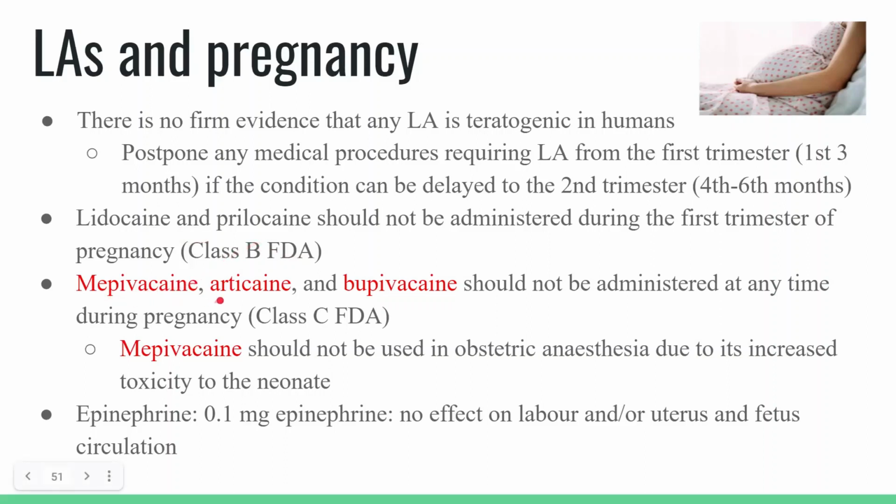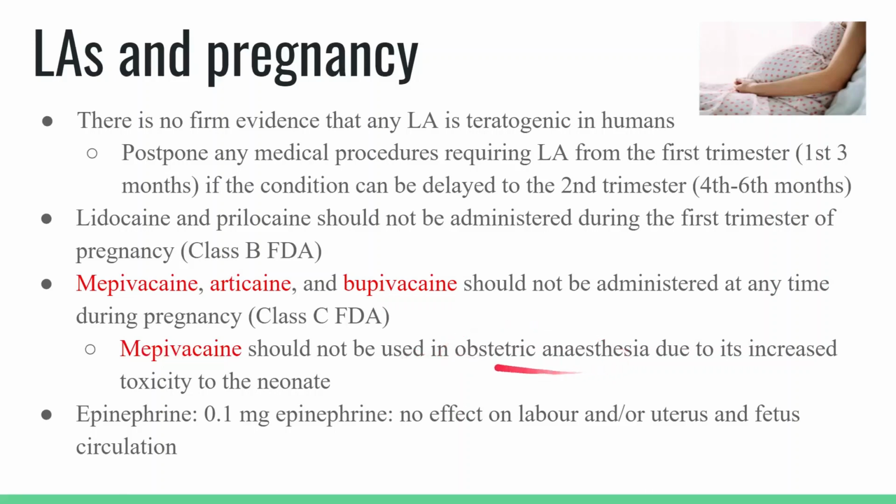Now Mepivacaine, Articaine and Bupivacaine are Class C FDA medications. Class C means that animal studies have shown that these medications are indeed teratogenic, but there are no human studies. Since we have evidence from animals that these do cause fetal malformation, we stay on the safe side and we don't give these drugs at all during pregnancy, not in the first trimester, not in the second trimester, and not after. Okay, especially Mepivacaine should not be used in obstetric anesthesia.